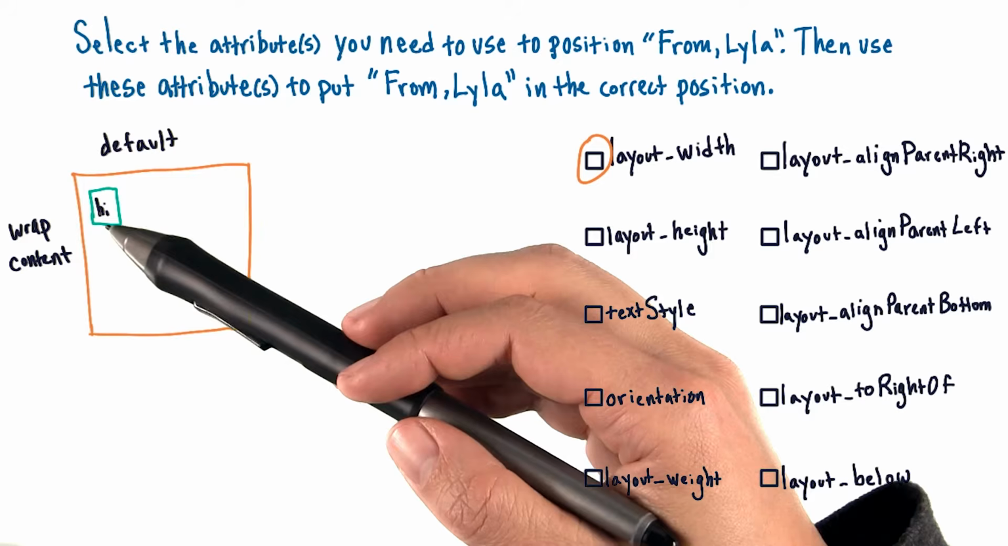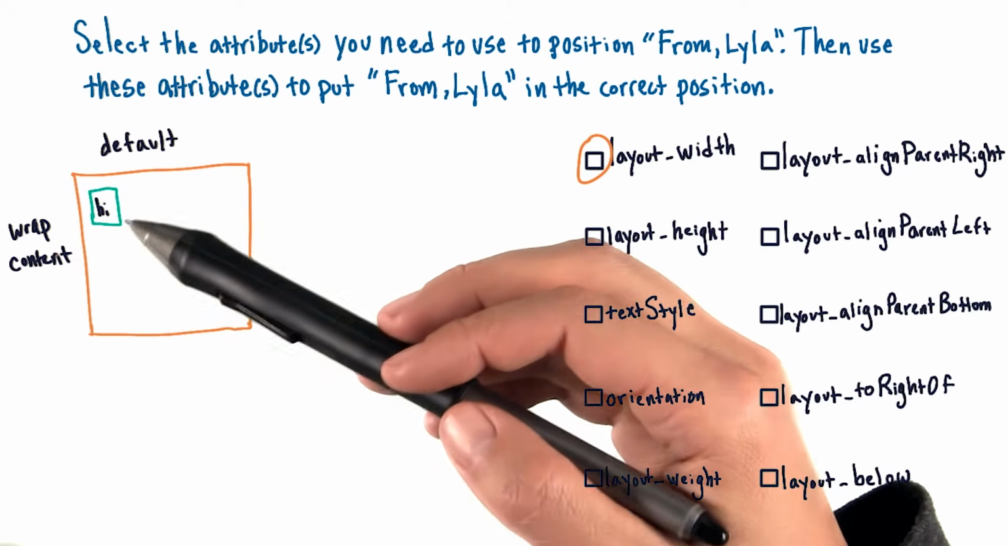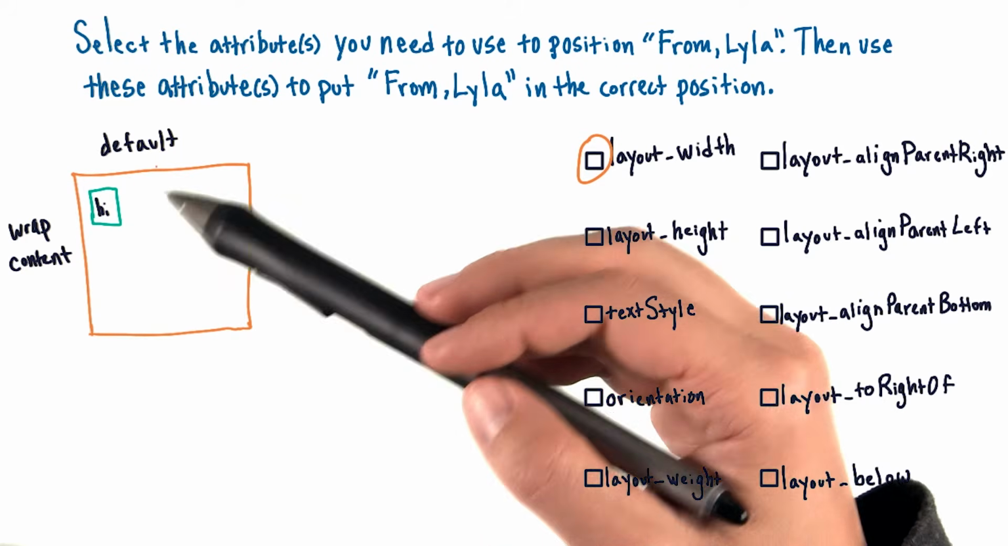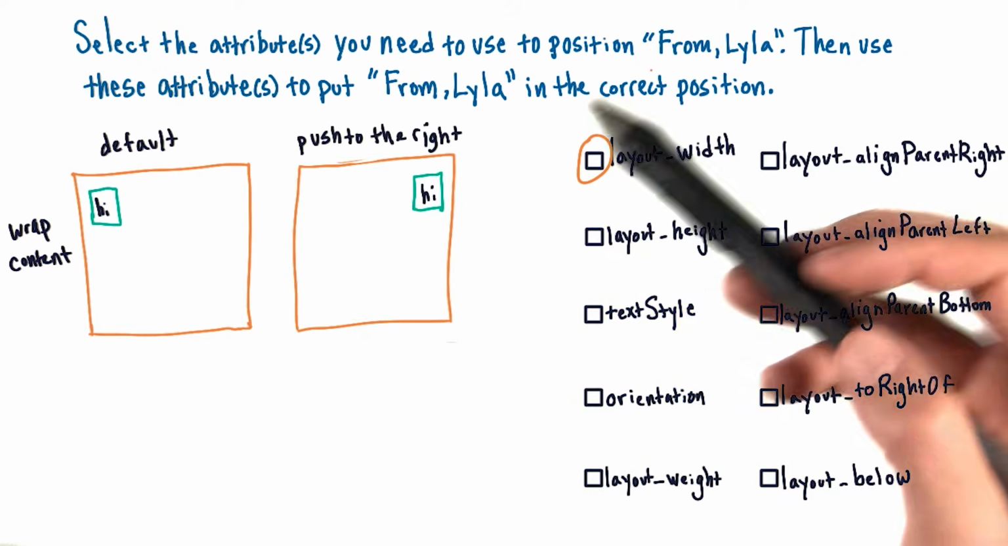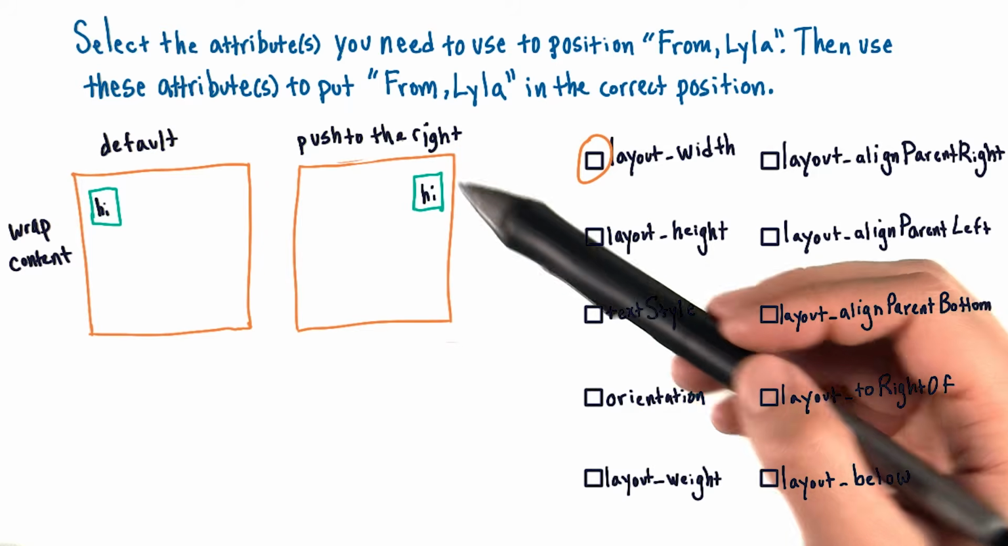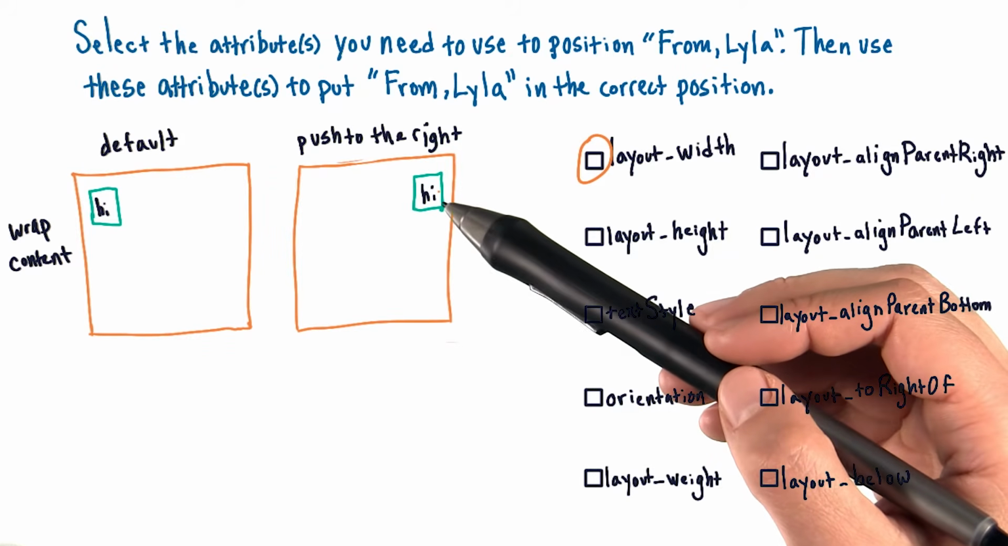Suppose that I have a text box that says hi, and I set the layout width to be wrap content. By default, this will just stick that text box into the upper left-hand corner. Then, if I use another attribute to push it over to the right, the text box will be here.